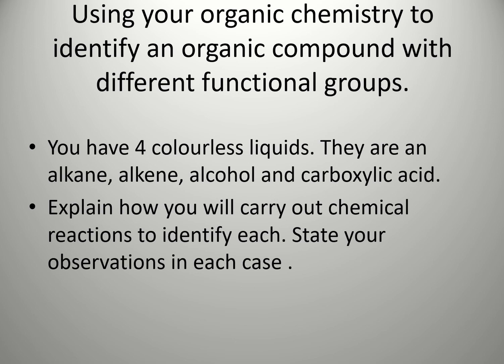Okay, so we've been given 4 colourless liquids. One's an alkane, one's an alkene, one's an alcohol, one's a carboxylic acid. So we've got to explain how you carry out chemical reactions to identify each of those, and you've got to state your observations in each case. So you have been given the chemistry in the previous videos, in your textbook notes, wherever you've picked it up, in order to identify these groups. So let's see how we would go about it.